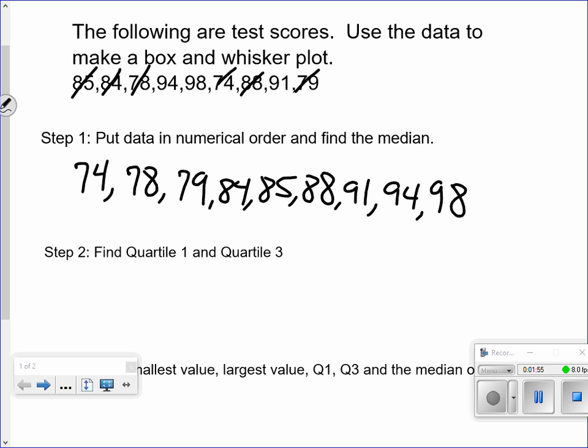Step 1, put the data in numerical order and find the median. Well, that's easy enough. We got 1, 2, 3, 4, 5, 6, 7, 8, 9 numbers. So we take 4 off the top side, this one, this one, this one, this one. We take 4 off the back side, 1, 2, 3, 4, and we got this one left. So our median is 85. Easy enough, right?